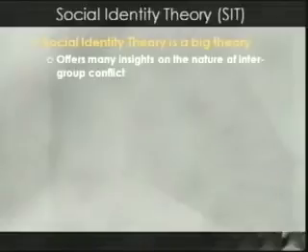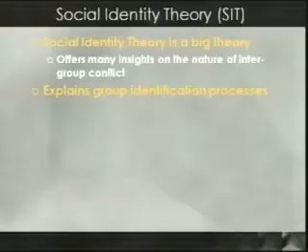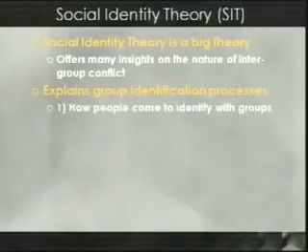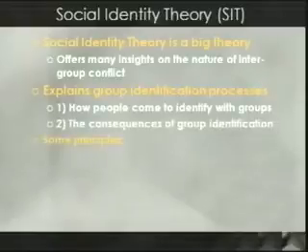Okay, so social identity theory offers many insights on the nature of intergroup conflict. It also explains how group identification processes happen, how you come to identify with some social group, and the effects that in turn has on you and the way you enact yourself. So how people come to identify with groups, and the consequences of group identification, are what social identity theory is trying to explain. So here are some basic principles of social identity theory. Here's how the theory works.